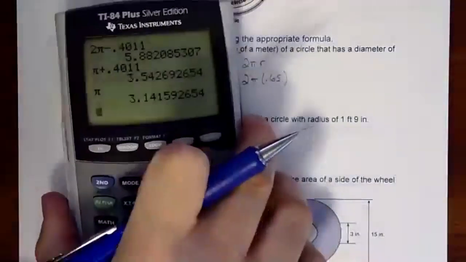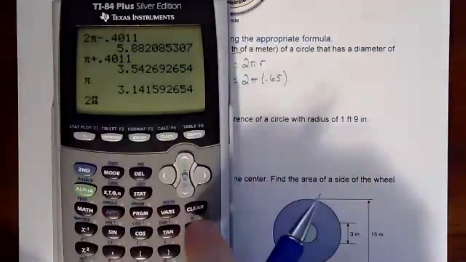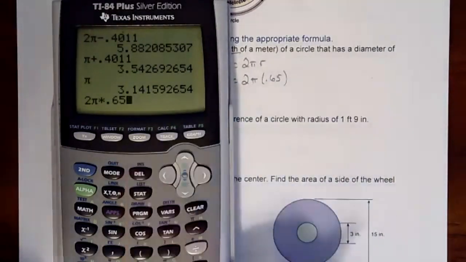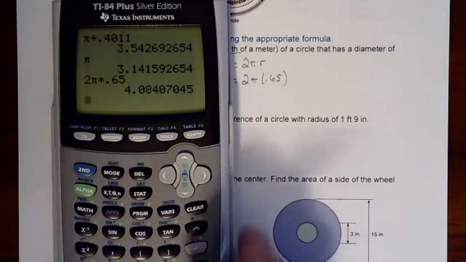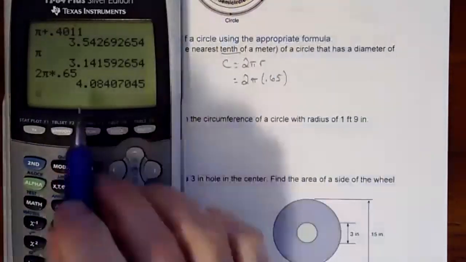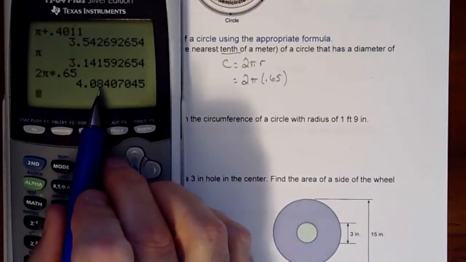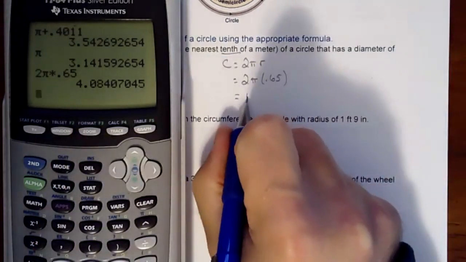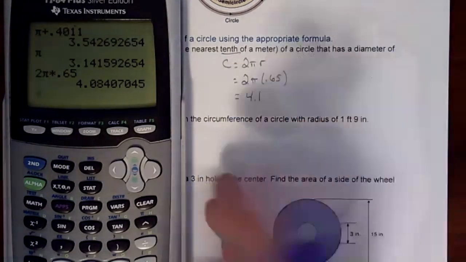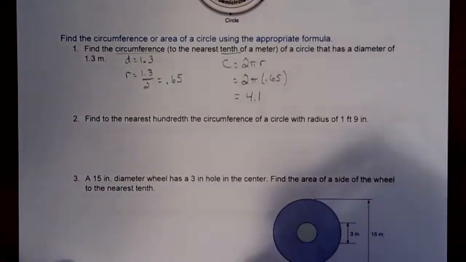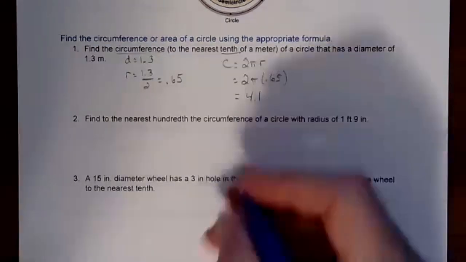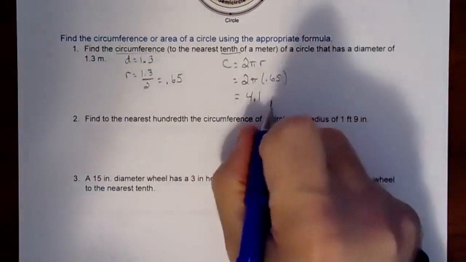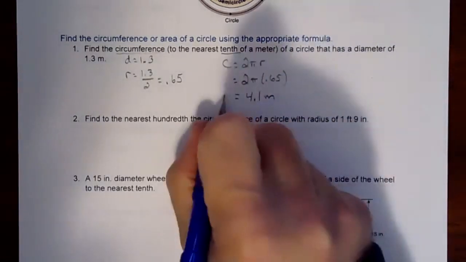All right, 2 pi times 0.65. And they want me to go to the nearest tenth. So I'm going to this decimal. The 8 bumps it up to a 1. So we are looking at about 4.1. And then label. A circumference is a linear measurement, so it's so many feet, inches, meters. It's not an area measurement, so we're not squaring it. So it is 4.1 meters.